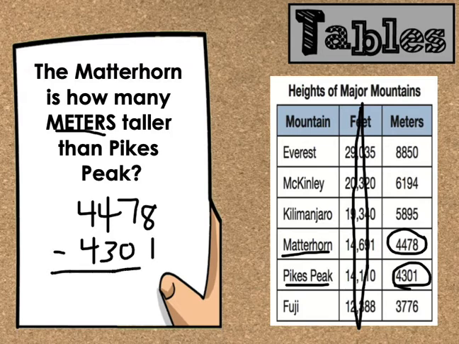excuse my slow writing with my keyboard, we have 8 minus 1 is 7, 7 minus 0 is 7, 4 minus 3 is 1. So we know that the Matterhorn mountain is 177 meters taller than Pikes Peak.